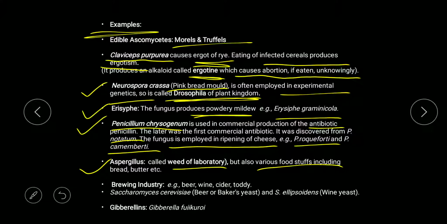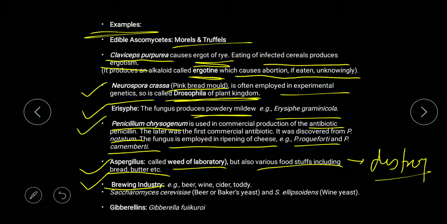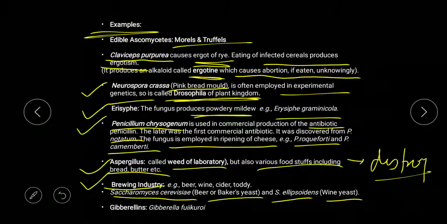Why? Because various foodstuffs, including butter and cheese, are particularly contaminated, or it destroys these foodstuffs. So because of this, it is known as the weed of laboratory. It is also an Ascomycete. In Ascomycetes, you will find use in the brewing industry. Like there are some yeasts which are used, Saccharomyces cerevisiae and Saccharomyces ellipsoideus. Saccharomyces cerevisiae is used in production of beer. It is also involved in the baking industry. So it is known as brewer's or baker's yeast. But Saccharomyces ellipsoideus is known as wine yeast, and it is used in brewing industries. So Saccharomyces cerevisiae is also called brewer's yeast.